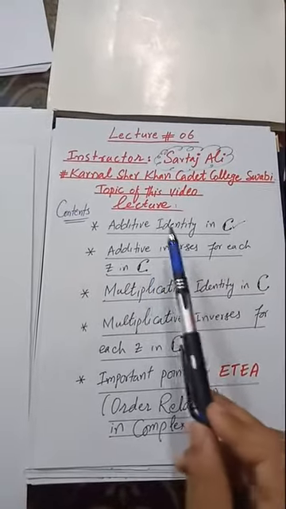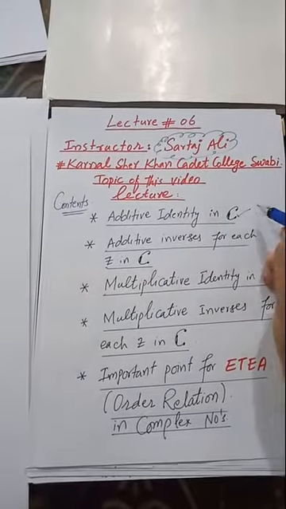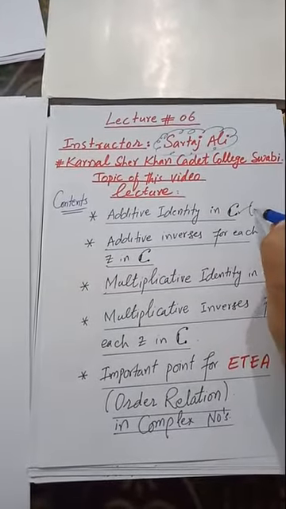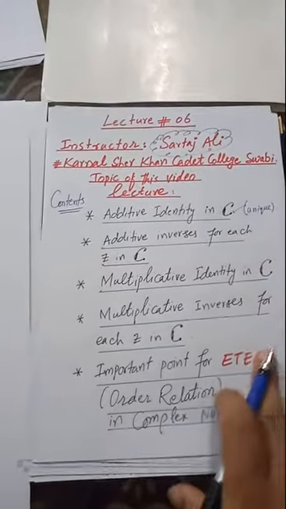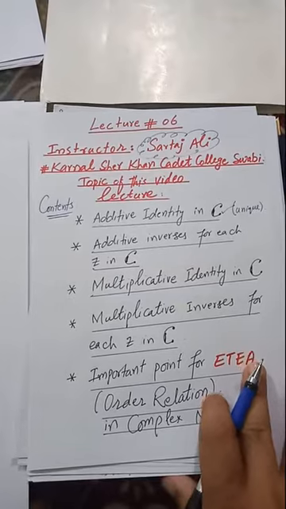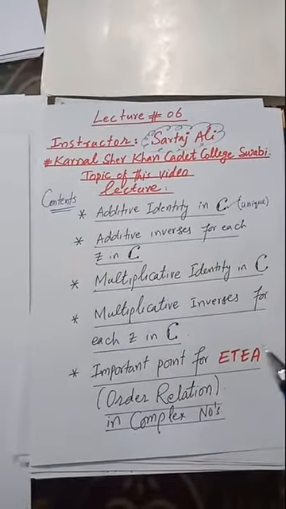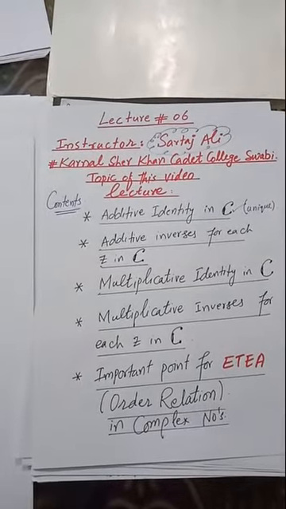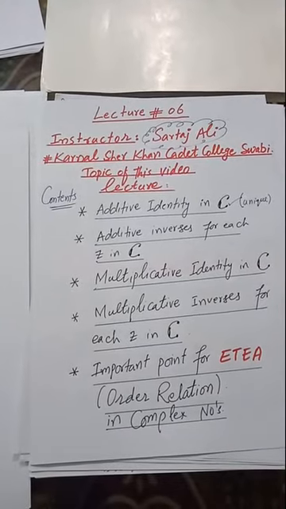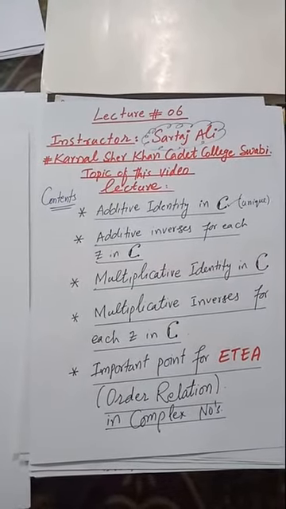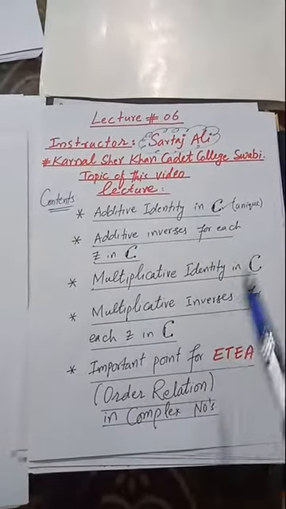So remember that additive identity is always unique. Additive identity for the set of complex numbers is always unique. There must be a single number which will be used as the additive identity, but additive inverses are infinite, meaning for each number there must be a different additive inverse. For every number there is its own additive inverse. So additive inverses are infinite, but additive identity is always unique.